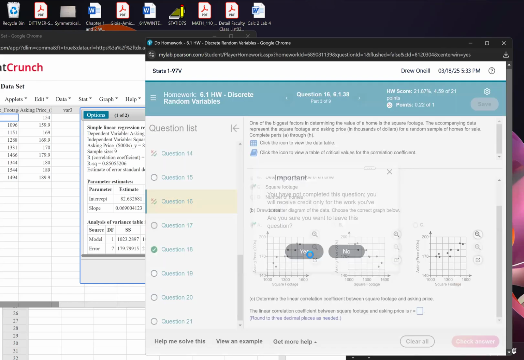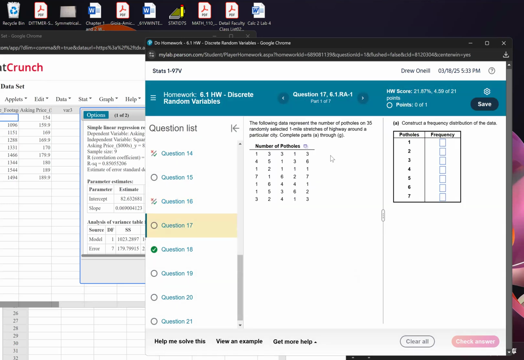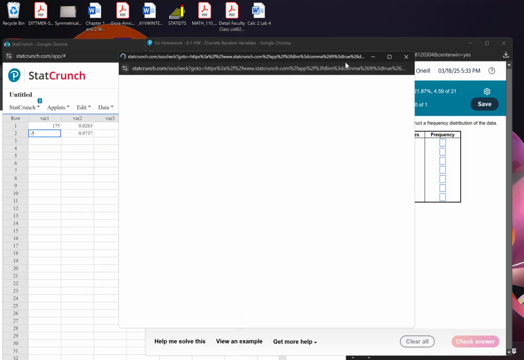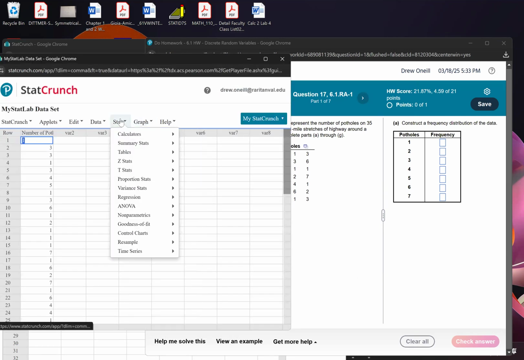17. Frequency calculator. This is just to refresh you on how we did this in StatCrunch. Obviously, we could just do it by hand, right? That's how you're going to do it on the final. It's not that hard, right? How many times do you see ones? 1, 2, 3, 4, 5, 6, 7, and count them up. But we're kind of lazy as humans, so we want the calculator to do it.